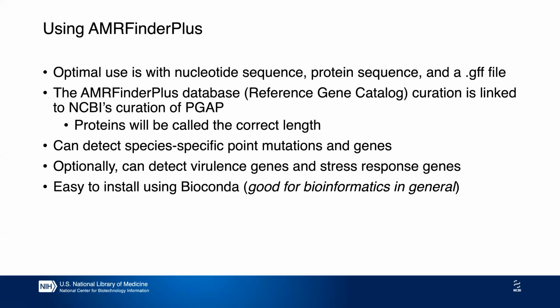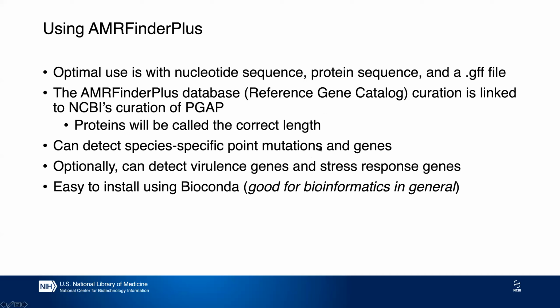Just one more thing, and then I just want to show an example of output and talk a bit about what I call the good and bad. Our optimal use in our pipeline is to use nucleotide, protein, and a GFF file, which gives location information for all those data, location within the genome. The AMRFinderPlus database, the reference gene catalog curation, is actually linked to PGAP. So if you have an assembly, you submit it to NCBI and ask NCBI to annotate it, you'll get these two, AMRFinderPlus and PGAP, synced up.